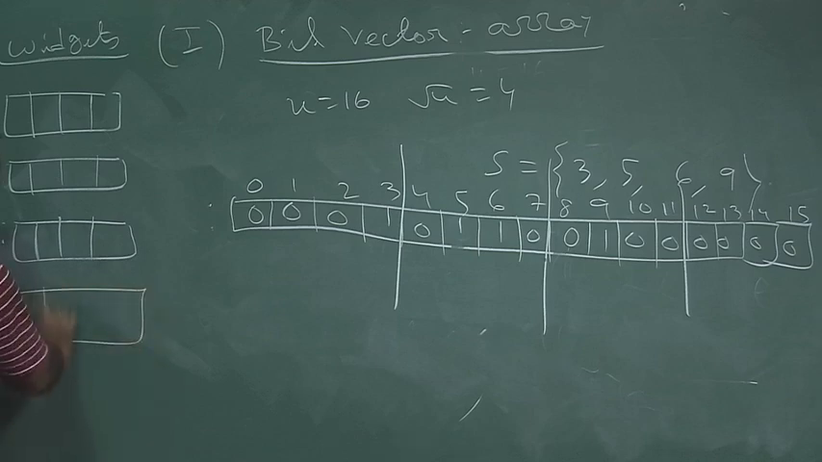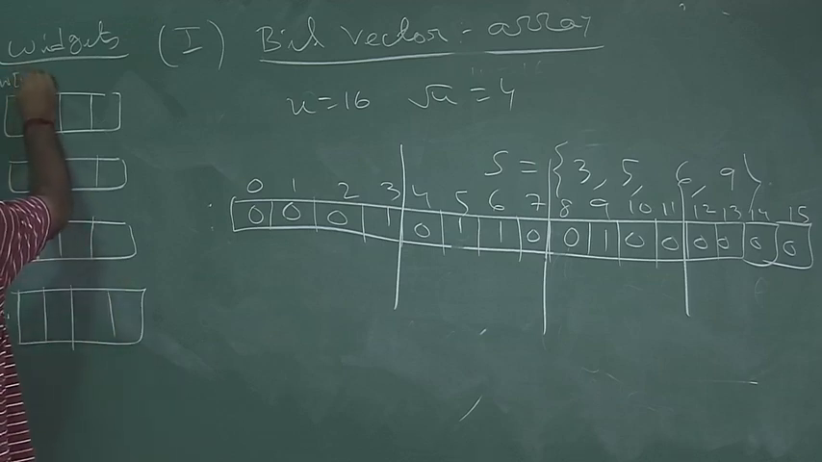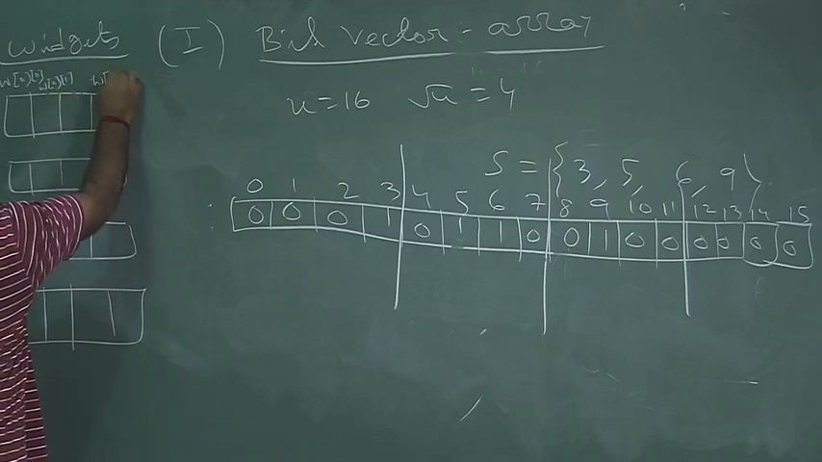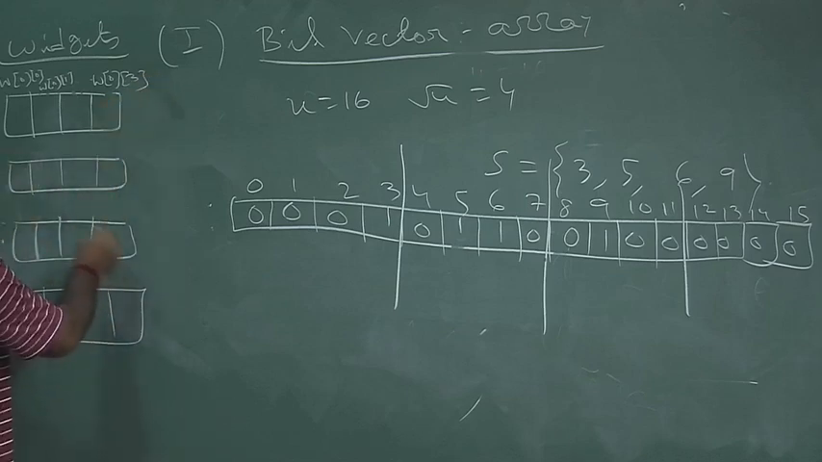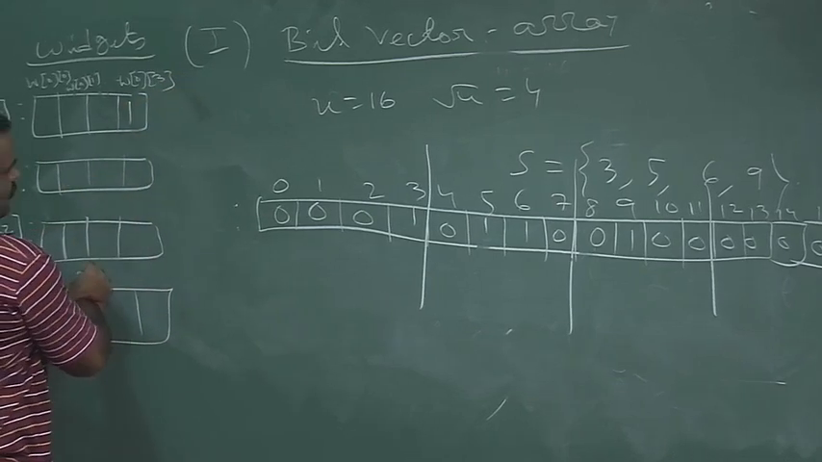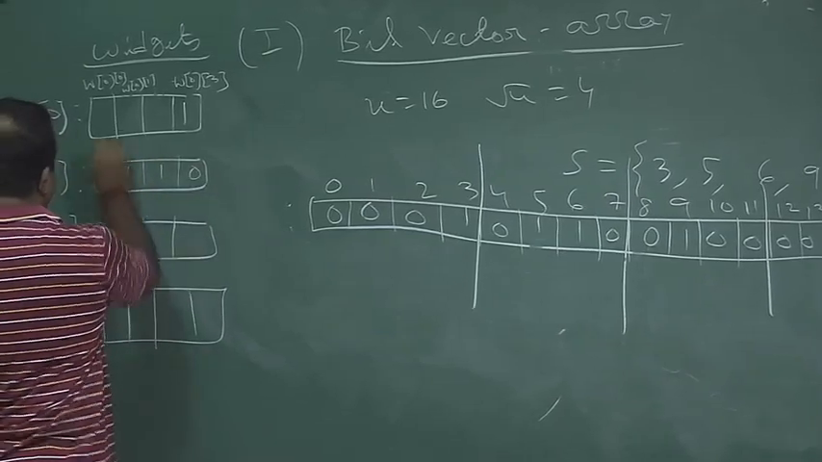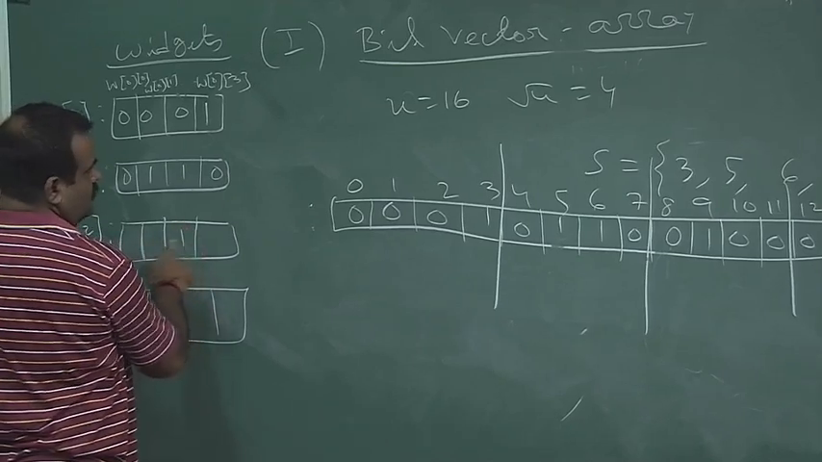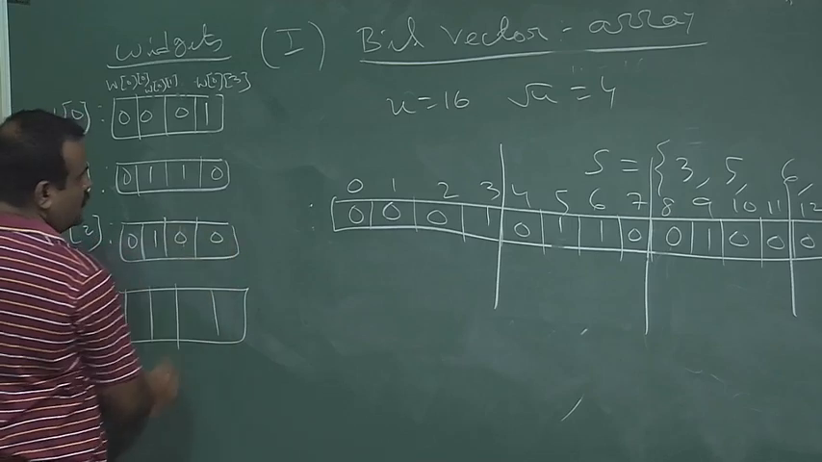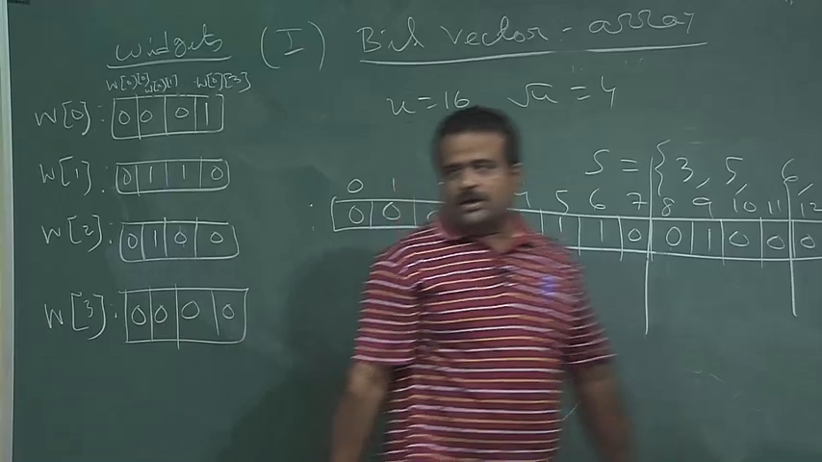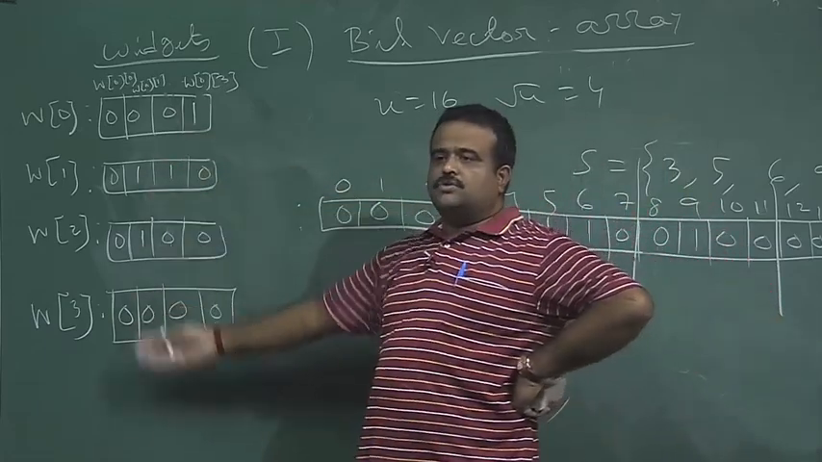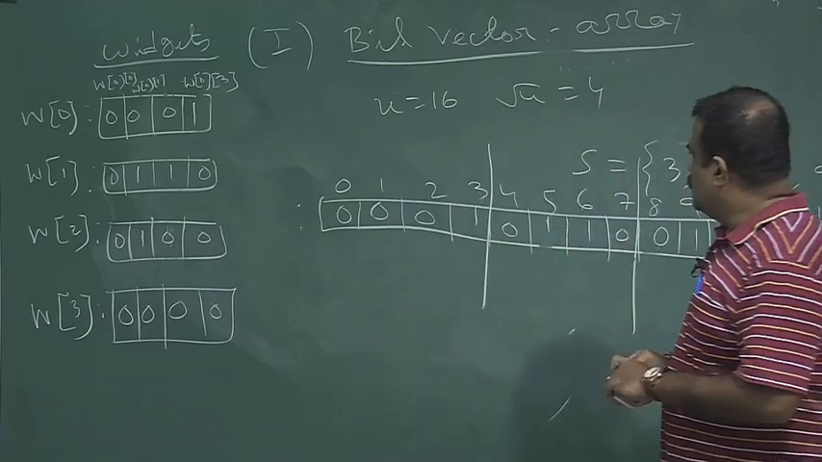And then we have W3. So, we have basically 4 widgets, and these are W00, W01, like this, W03 like this. And the numbers: we have 3 over here, and we have 5 and 6, then 0 0 0 0 0. And we have 9 over here, sorry, 9 is here, 0 0 0, and all are 0. This is the way we represent it as blocks. So, u is 4. How many blocks do we have? We have root u blocks, and each block size is root u.